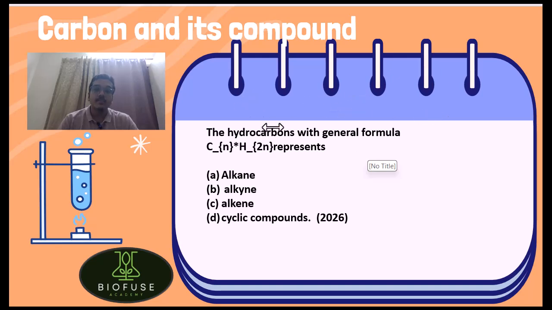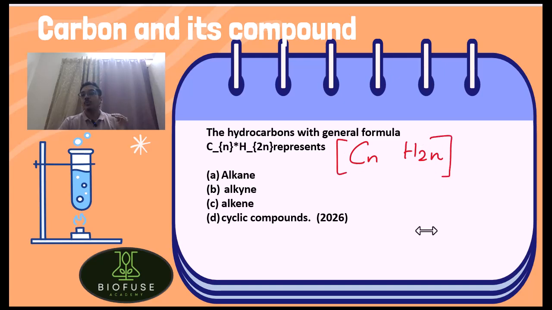Okay guys, so the hydrocarbon with the general formula CnH2n represents, CnH2n. So in the general formulas வந்து நம்ம எப்பவுமே வந்து remember பண்ணிக்கணும். So whenever you get a formula like CnH2n, it is the double bond. So double bond என்ன வரும்? Alkane, alkene and alkyne. So alkene. So option C is the right choice.